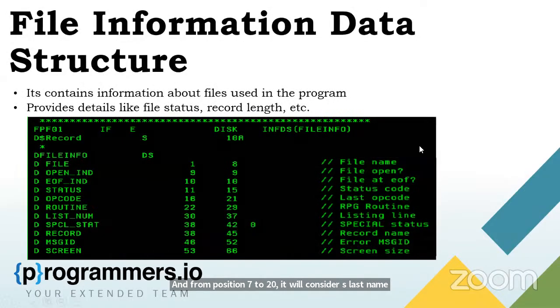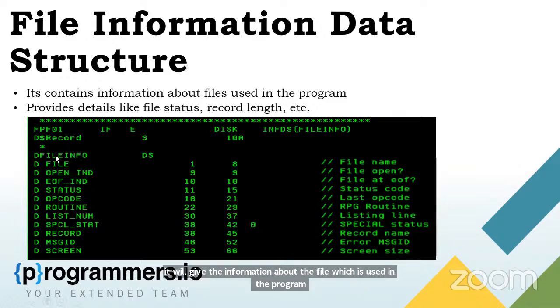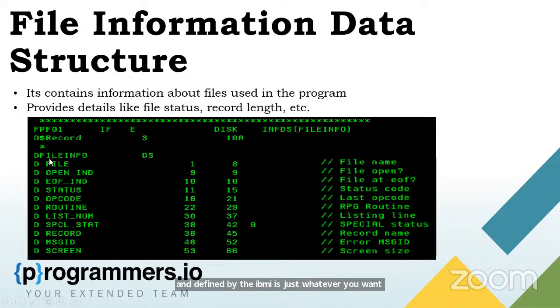And the second last, we will be having the file information data structure. It will give the information about the file which is used in the program. This is already defined by IBMI. Whatever you want to use from this, you can just use it from a position by defining the position.